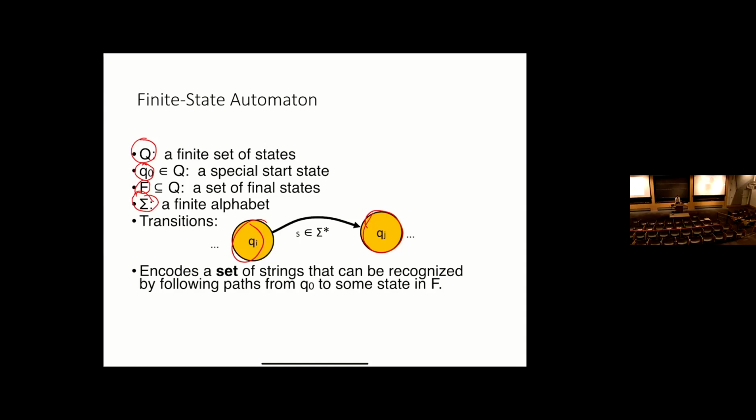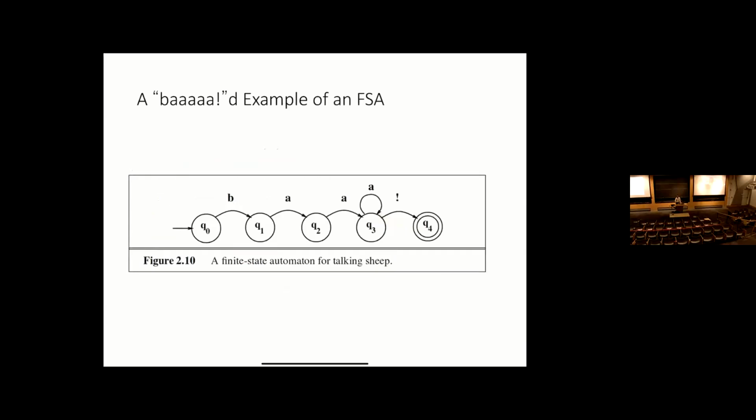And the final thing is you have transitions between these states that have a label S drawn from sigma. And what these do is encode the set of strings that can be recognized by following paths from Q0 to some state in F. So let's look at a concrete example, because that's not very clear.